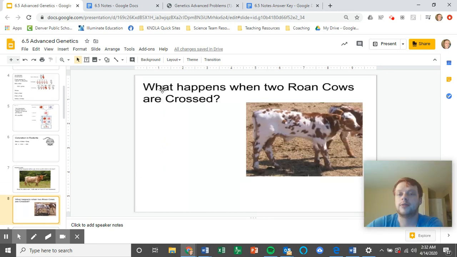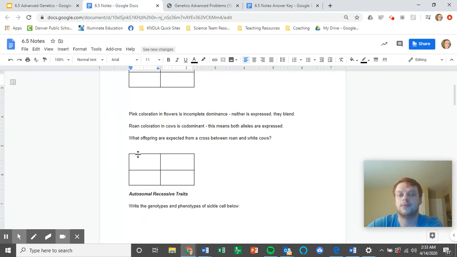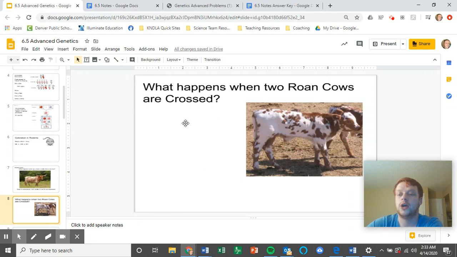In your notes, you have a place for you to cross two roan cows right here. So go ahead and pause the video, see if you can do that one on your own, and then I'll go ahead and set up a solution for you to review.